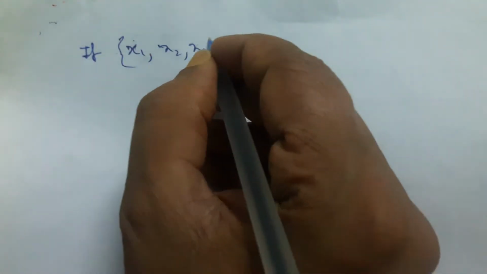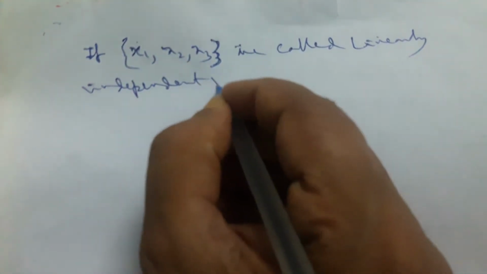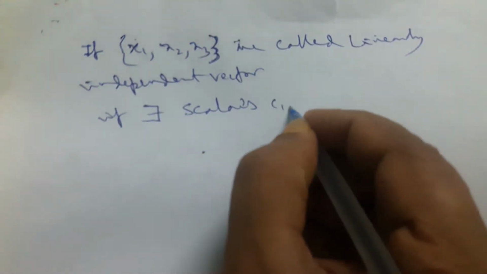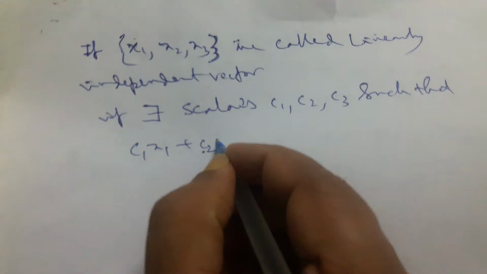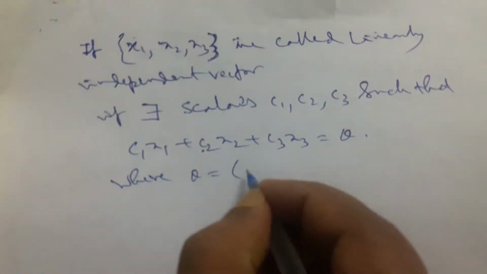At first, let us take a look at the criteria of linearly independent and dependent vectors. Suppose the vectors given by x1, x2, x3 at the basis of the vector are called linearly independent if there exist scalars c1, c2, c3 such that c1x1 plus c2x2 plus c3x3 is equal to theta, where this theta is the null vector 0, 0, 0.